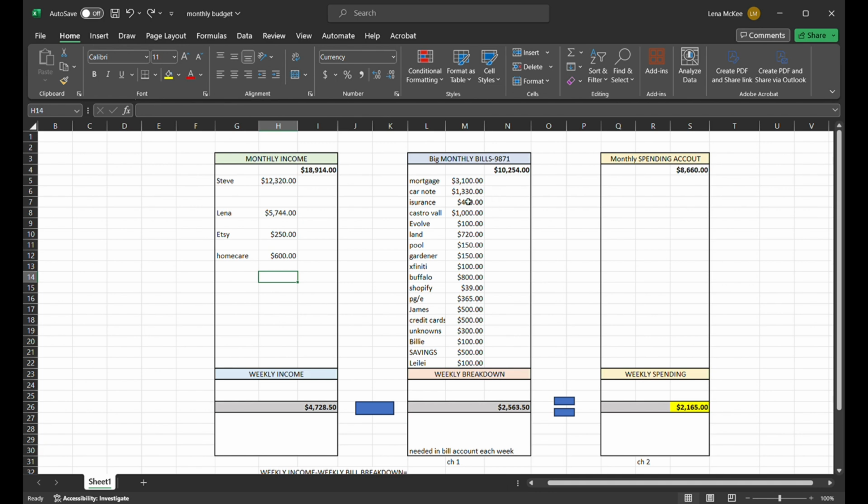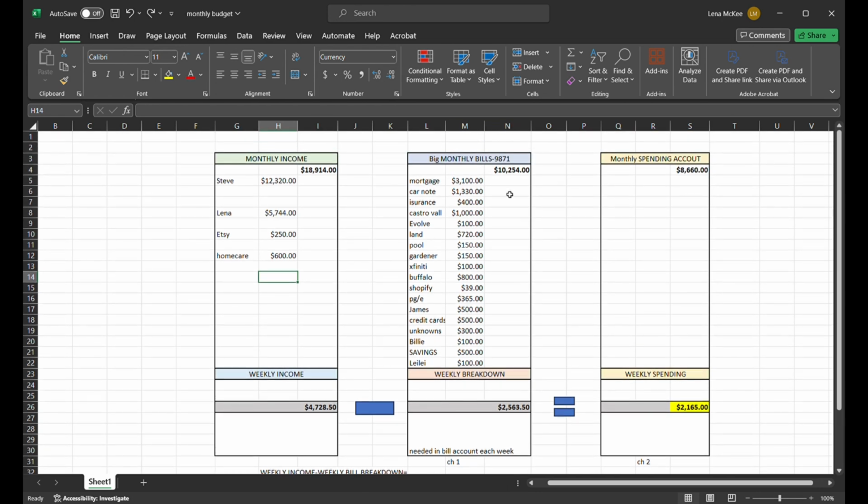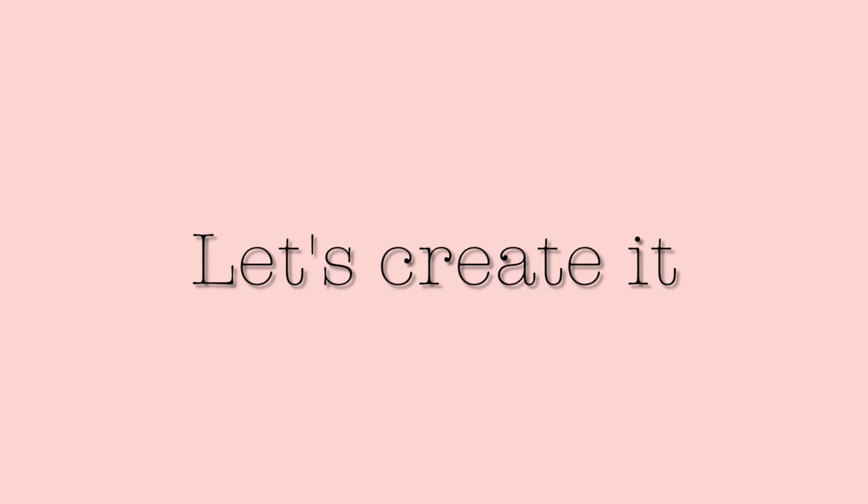So I'm going to show you how to make the spreadsheet, because ideally you want to have this amount in your checking account at all times, or at least a few times a month to cover your big bills. And then the rest you can have in your spending account to spend on groceries, gas. I didn't put groceries as a main monthly bill because I don't know about you, but when I have extra money, I spend more at the grocery store. When I'm tight on money, I spend less. So I think that should be part of your spending account.